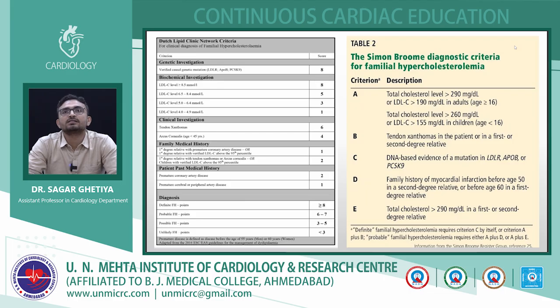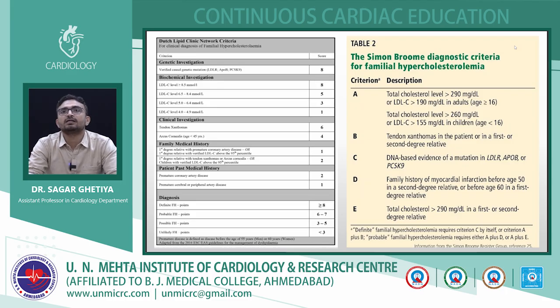Criteria A is positive when the total cholesterol level is more than 290, or LDL level is more than 190 in adults, or cholesterol level is more than 260 in children, or LDL level is more than 155 in children. In criteria B, there is the presence of tendon xanthoma in the patient or a first or second degree relative.